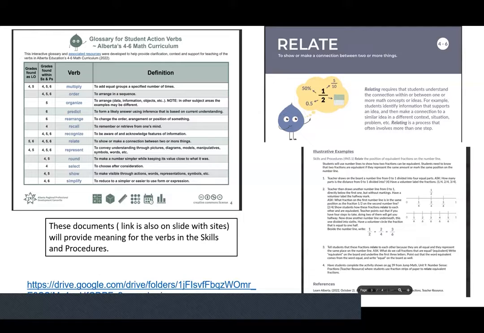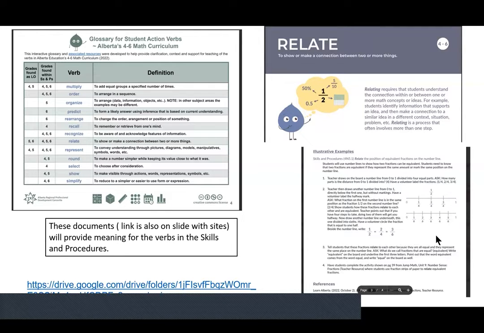So what does relate mean in math? And you have the link, you'll be able to access all the cards. In some of those cards, the ones with the asterisks, it goes even deeper. You scroll down a little bit, and you'll see illustrative examples. So where do you see relate in grade 6, and in what specific skill and procedure, which outcome does it relate to?